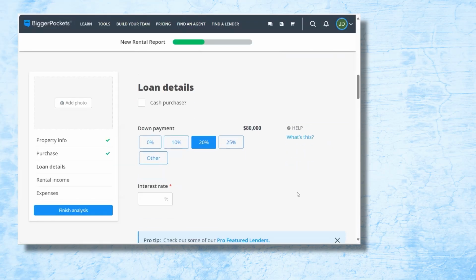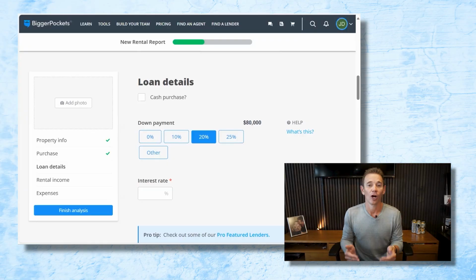We then click next, loan details, and then it's going to ask, how are you purchasing this property up front? On this specific property, we were looking at using a conventional lender with 20% down. We will mark what our down payment is, and then we need to input what our interest rate is. Again, on this rental property, many times we're not using a hard money loan, we're using a conventional lender.